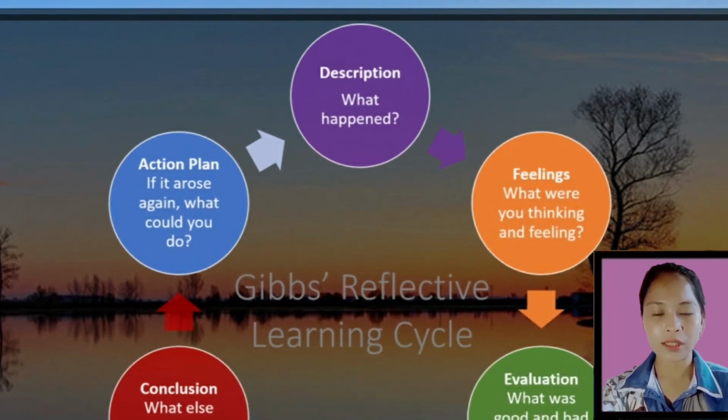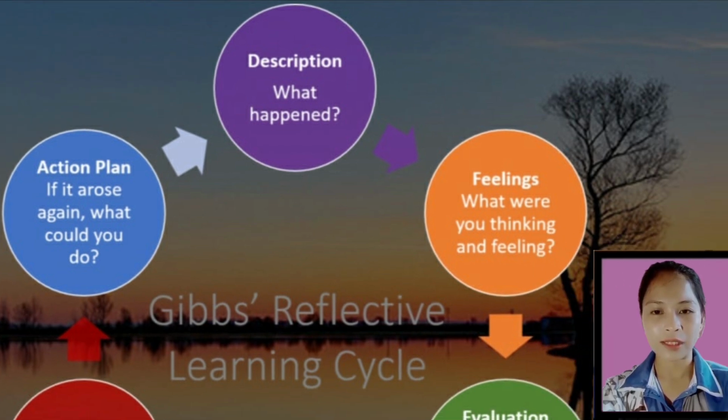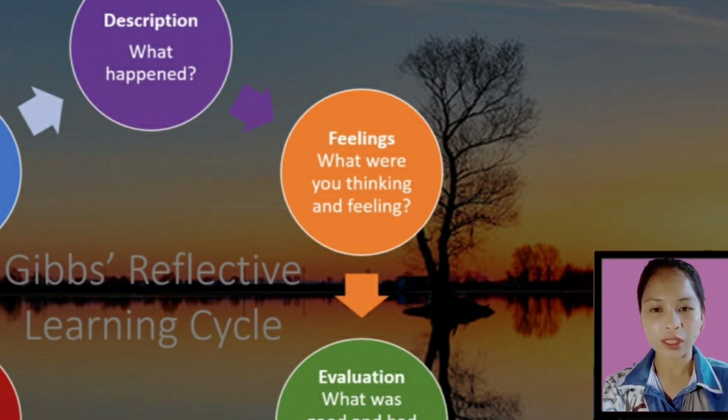First is description, what happened, which is to describe the experience or tell the story of what happened and also what situation is in the story. Next is feelings. Feelings is what were you thinking and feeling, which is exploring thoughts and emotions about the experience, if happy or stressed or confused in the story.